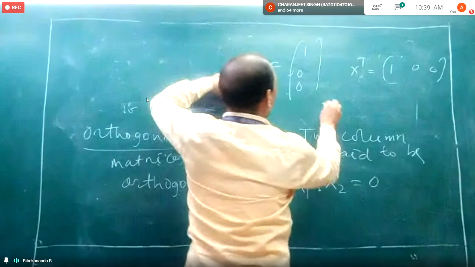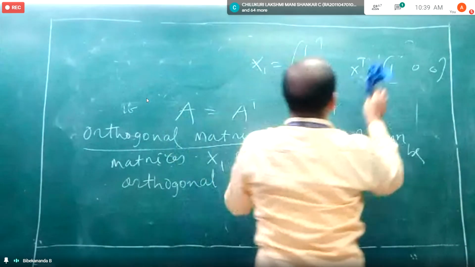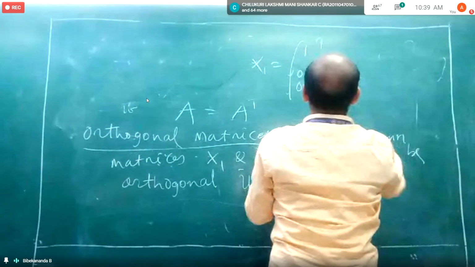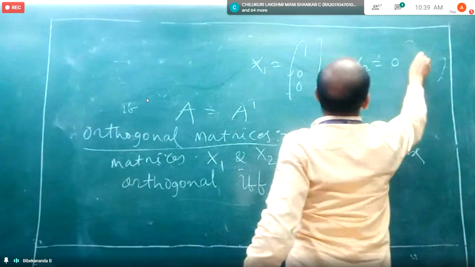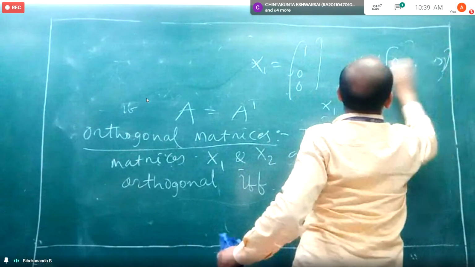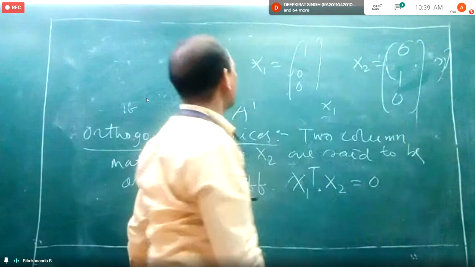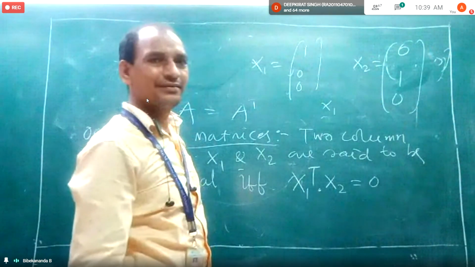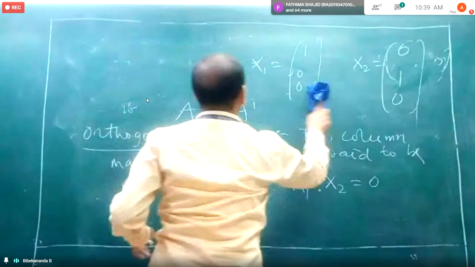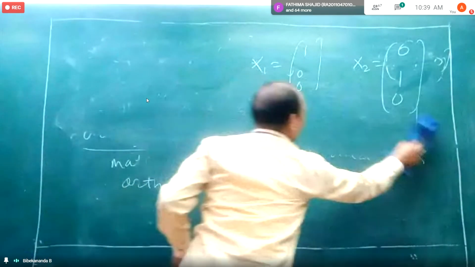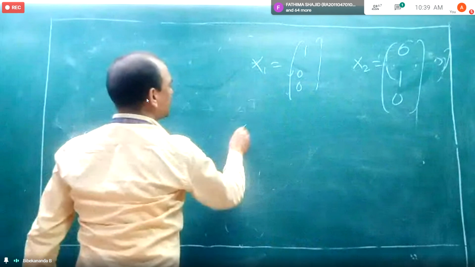So if we take x1, x2, we need x2. Suppose x2 equal to 0, 1, 0. Now you find the product of this one. What are you getting? You find out what is your x1 transpose?